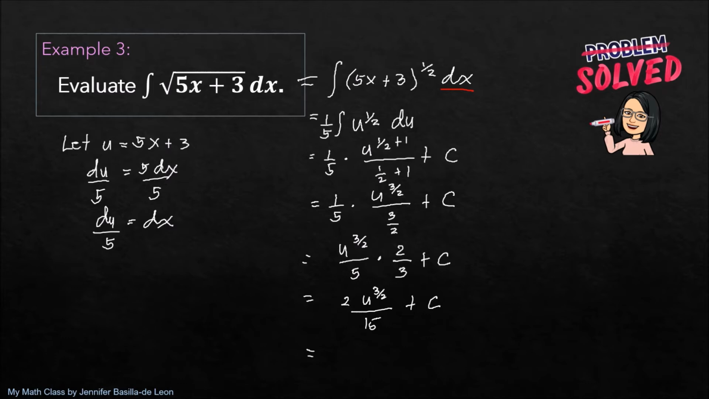Now replace u with the original expression, so we will have 2 times 5x plus 3 raised to 3/2 over 15 plus c.